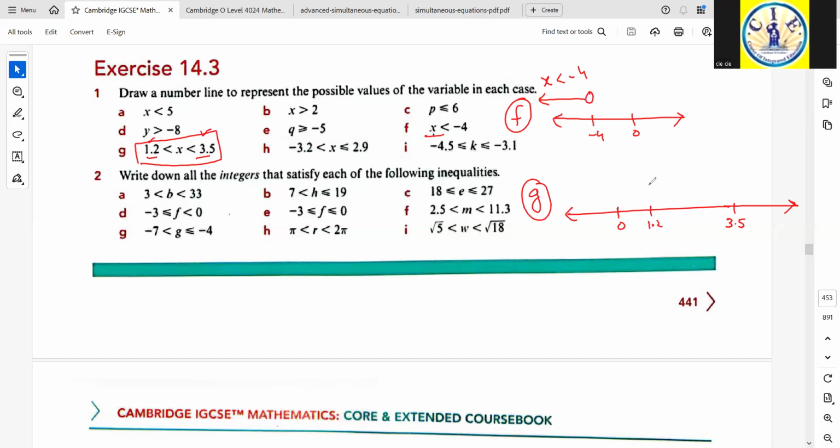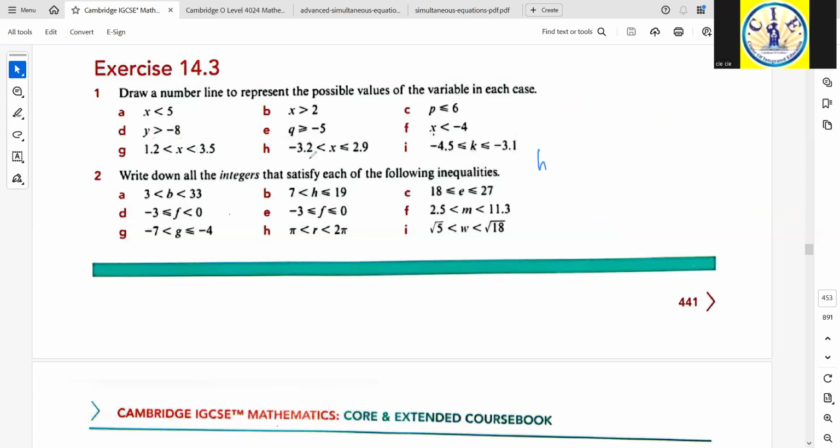At place of 1.2, I need to have a hollow circle because this is not included. This is an open inequality. And then same goes for 3.5. You see, like this. So I need to have a hollow circle here and all the values in between. So I need to represent it like this. So this represents the values of the variable x which are between 1.2 and 3.5.